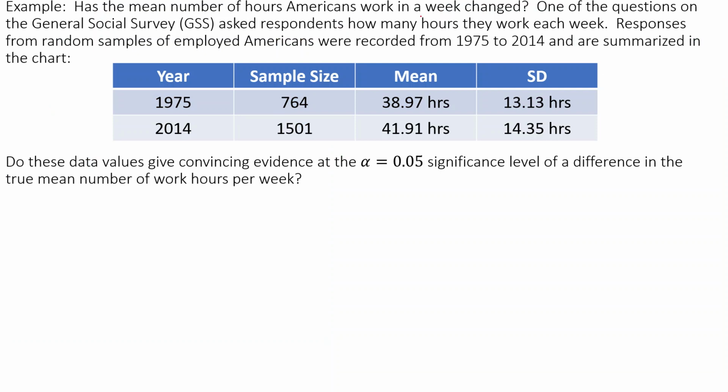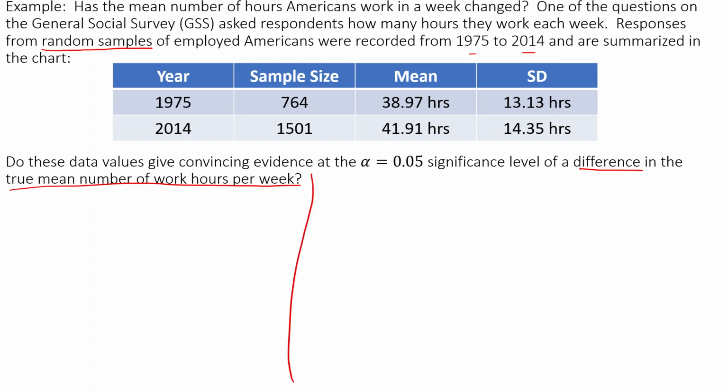The mean number of hours Americans work in a week, has it changed? One of the questions of the General Social Survey, or the GSS, asks respondents how many hours they work each week. Respondents from random samples of employed Americans were recorded from 1975 to 2014 and are summarized in the chart. So we've got 1975 data, we've got 2014 data. Do these data values give convincing evidence at the alpha equals 0.05 significance level of a difference in the true mean number of hours worked? So that's what we're looking at, the true mean numbers of hours worked per week.